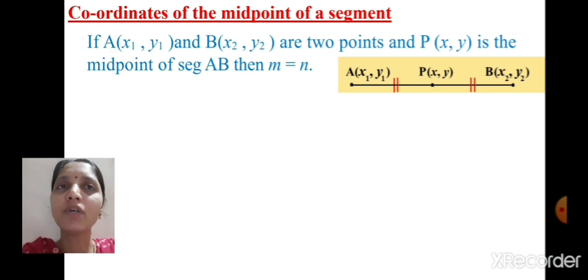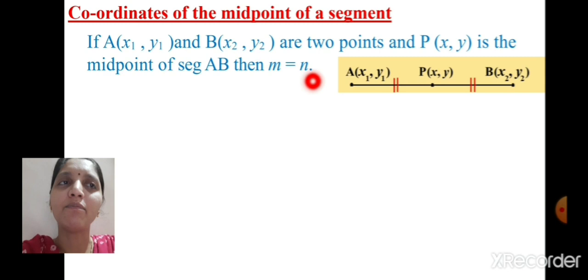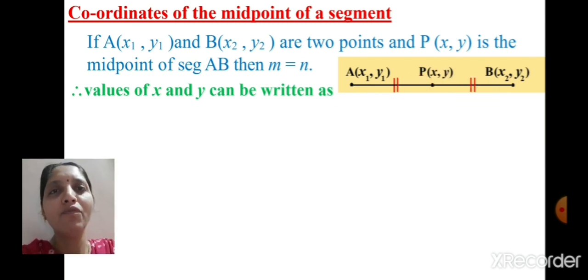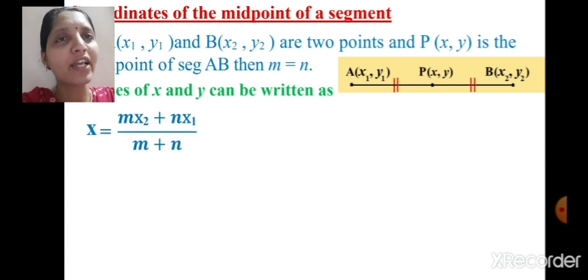If A x1, y1 and B x2, y2 are two points and P x, y is the midpoint of segment AB, then what will be the ratio of these two? Yes, m is to n. That is m is equal to n because both are equal. Therefore, the values of x and y can be written as follows. If you want to find the coordinates of point P, then you will use the section formula.